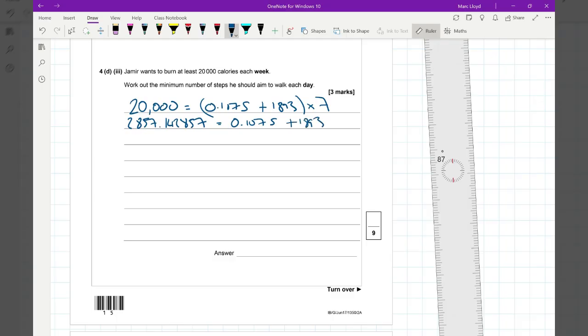We then subtract the 1,893. That gives us 964.142857, and that's equal to 0.107 S. And then if we divide throughout by 0.107, we will get 9010.68, which we will round to 9011. And that's not that many steps. Most people aim for 10,000. So yeah, we're happy with that.